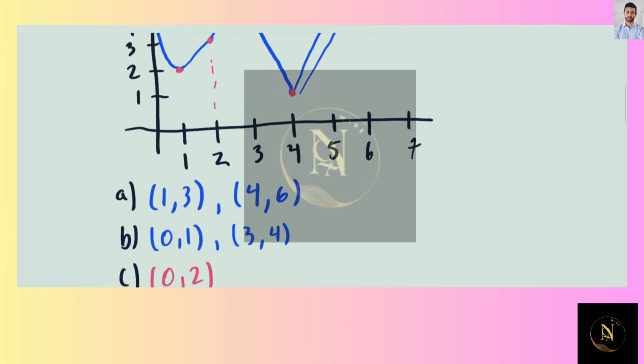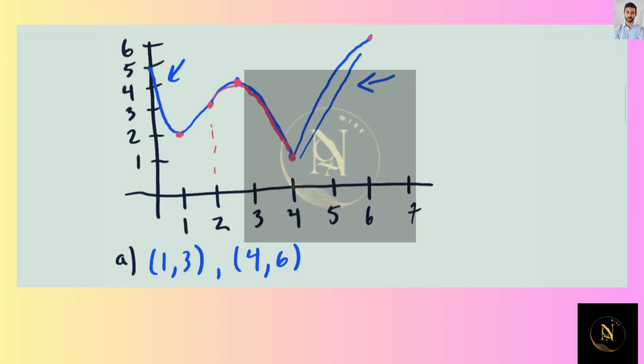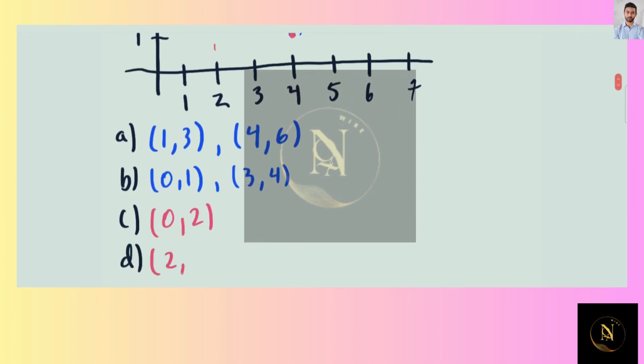And for part D, we're going to figure out where our graph is concave down. As I said earlier, this point at 2, 3 is our inflection point, and so we're going from concave up to concave down at this point. From 2 to 4, we're still concave down, and then from 4 to 6, we're also concave down. So our two intervals are from 2 to 4, and from 4 to 6.